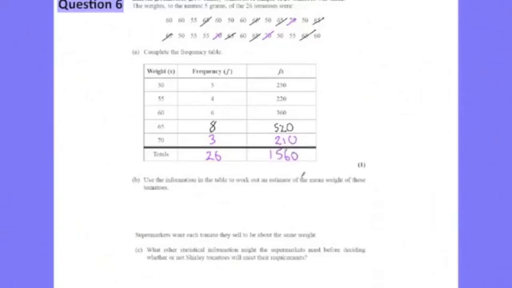This will help us to find the mean. The mean will be the sum of fx, 1,560, divided by 26. The estimate for the mean is 60.